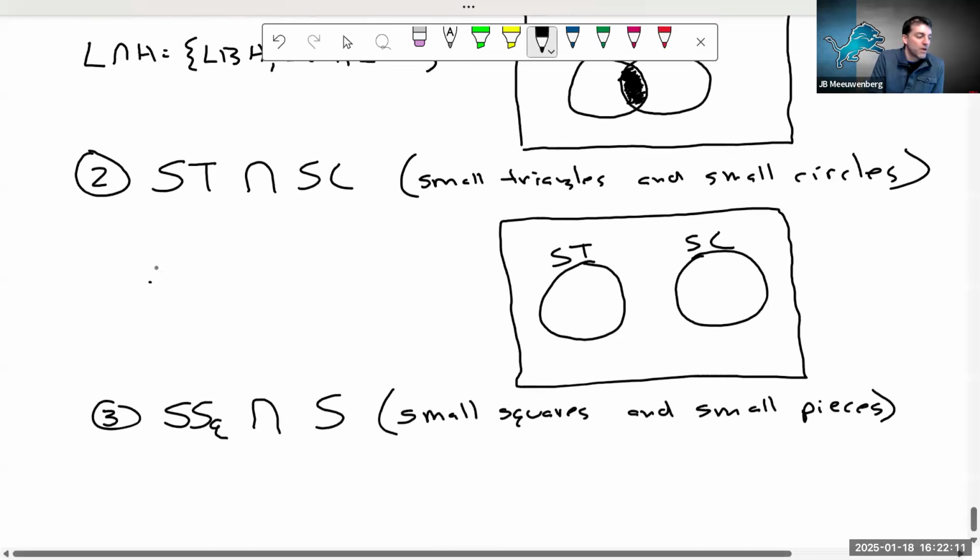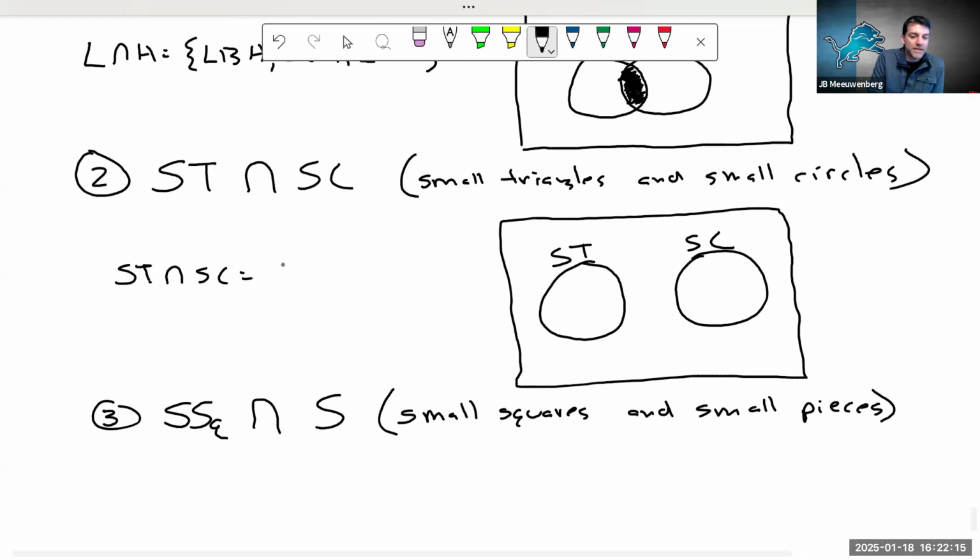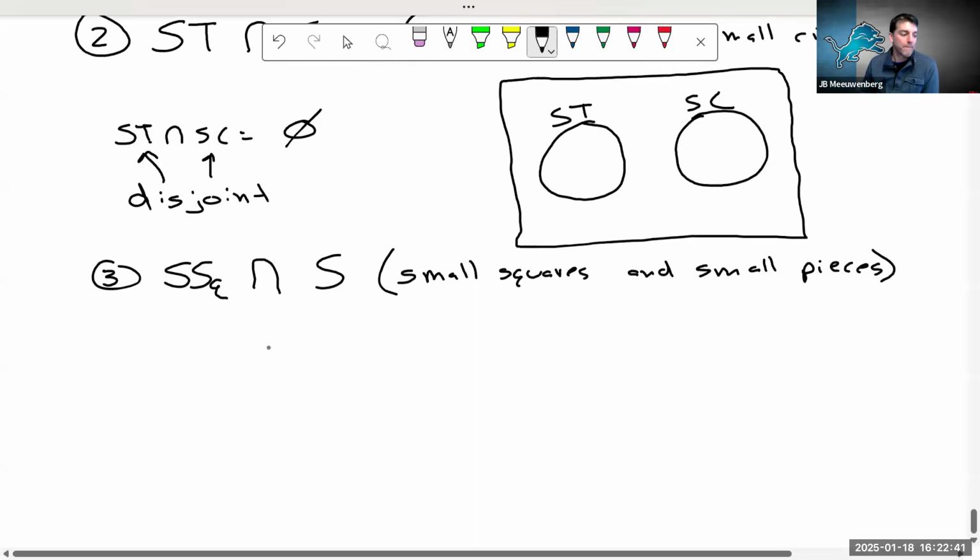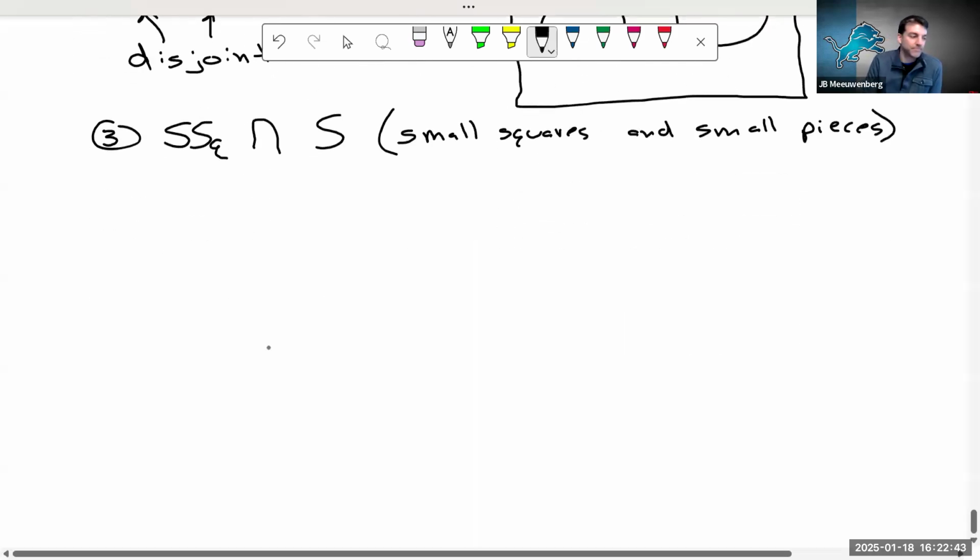For number two, ST intersect SC would be equal to what? They have no common elements. So what do we say? That's the empty set, which we can represent like that. Do you remember another term for elements that have nothing in common? We say that these two sets, ST and SC, are disjoint. They are disjoint. What do you come up with for this one?